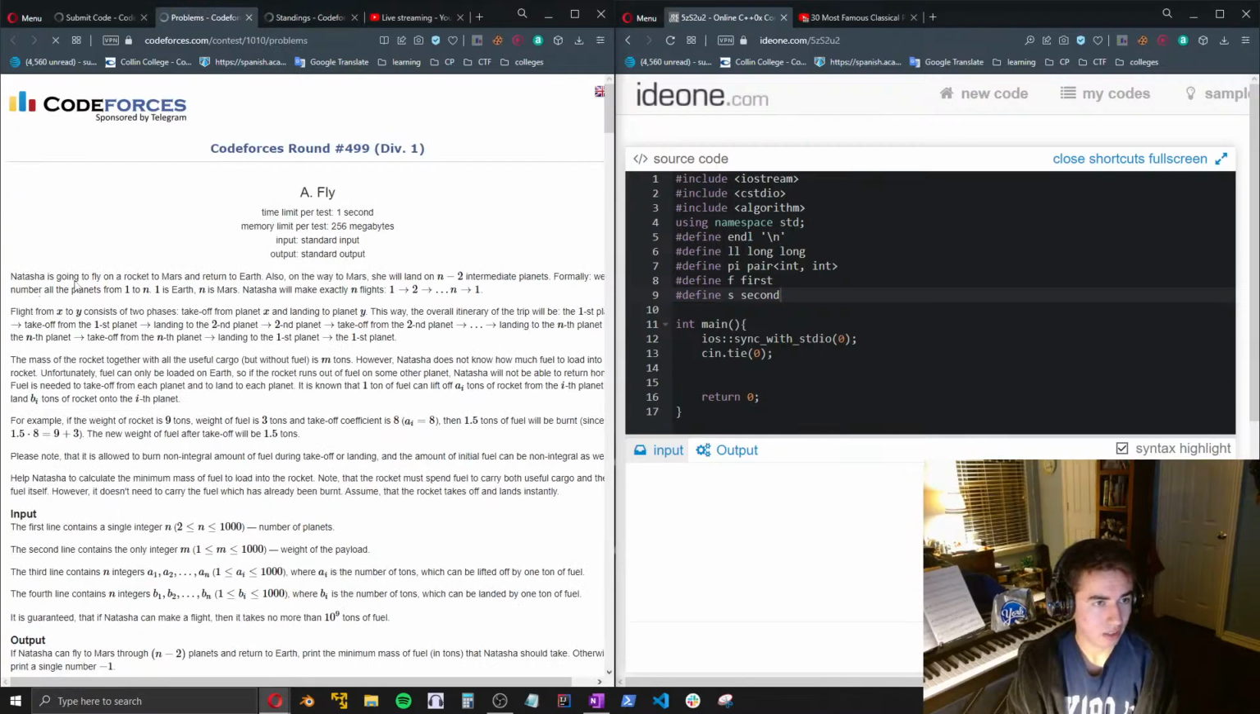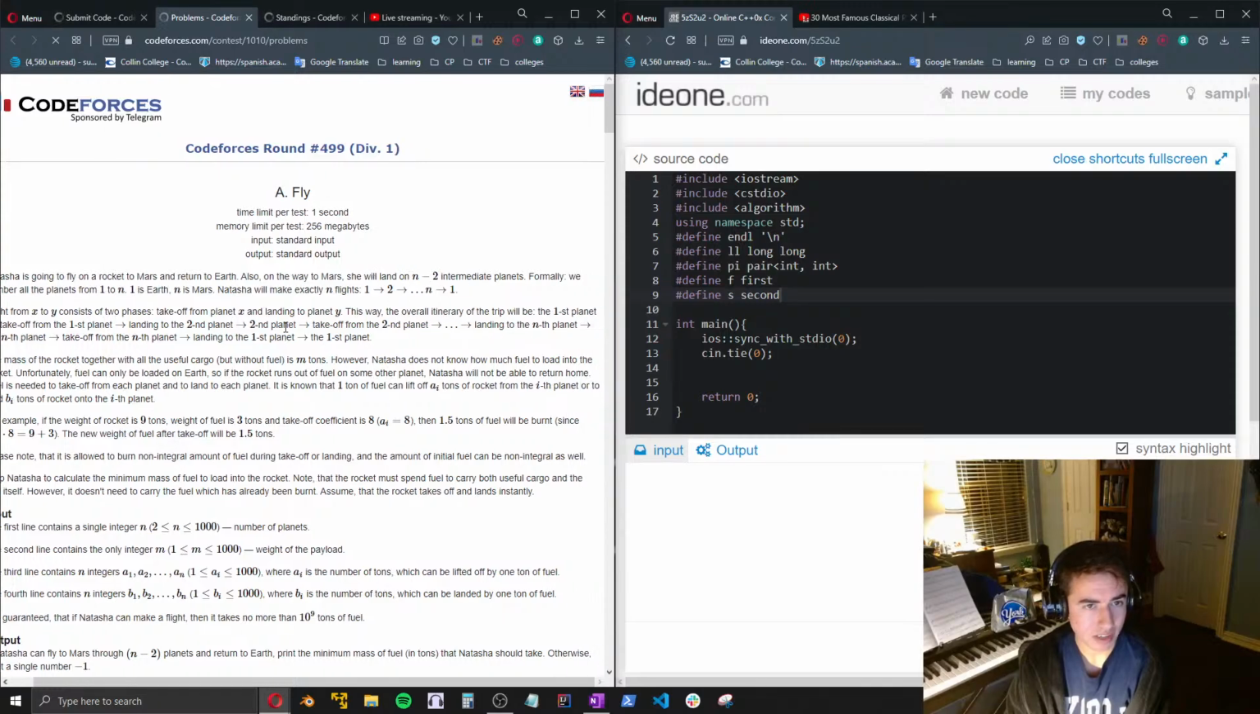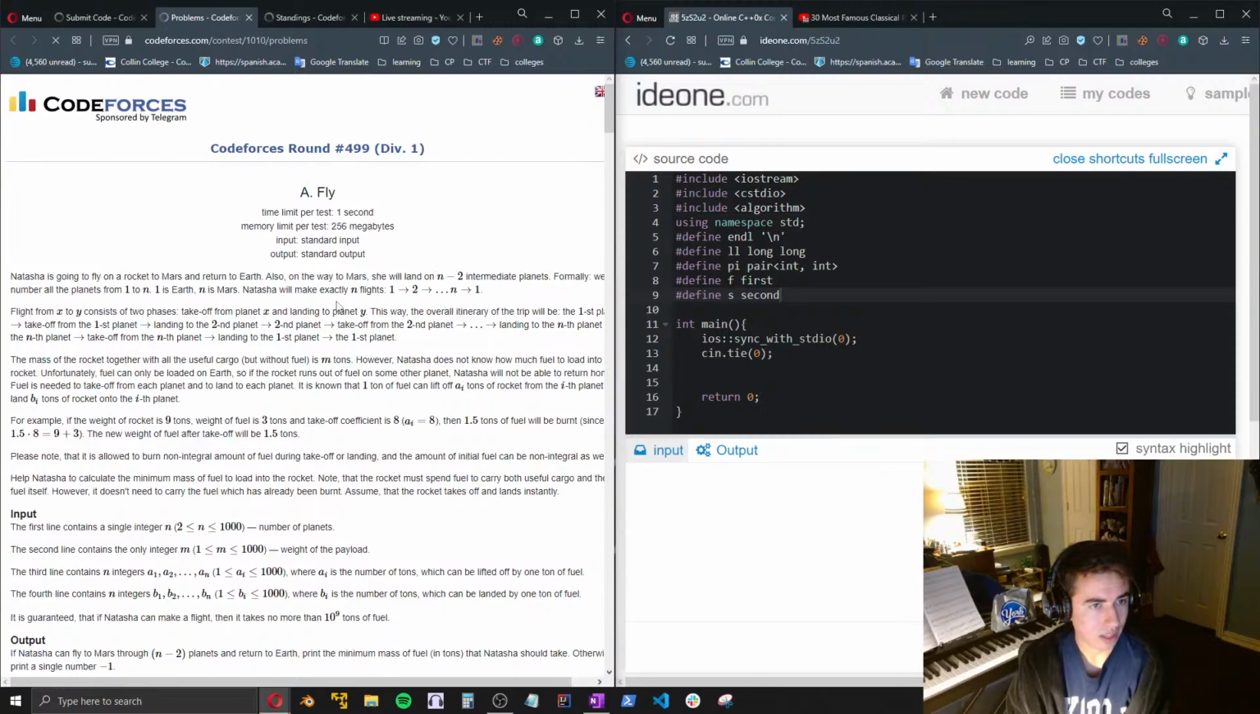Problem A. Natasha is going to fly on a rocket to Mars and return to Earth. Also, on the way to Mars, she will land on N-2 intermediate planets, and then go back to Earth. Alright, so it's like going in a cycle, basically. Flight from X to Y consists of 2 phases.